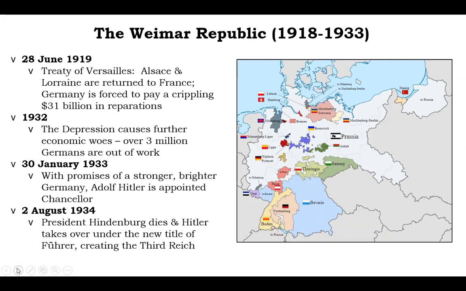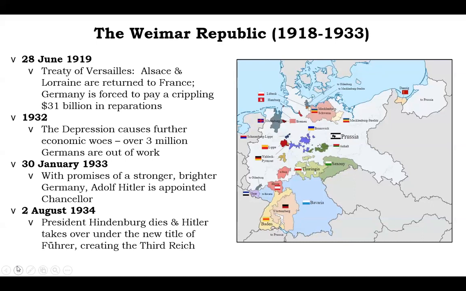In addition to those reparations, Germany would suffer further economic woes during the Depression of 1932, when over 3 million Germans found themselves out of work. The hardships caused by this would pave the way for Adolf Hitler to be appointed chancellor with his promises of a stronger, brighter Germany. When Germany's Nazi Party came to power in 1933, it triggered a significant exodus of artists, scholars, and scientists as Germans and other Europeans fled the coming storm. Most eminent among this group was the pacifist Jewish scientist named Albert Einstein.